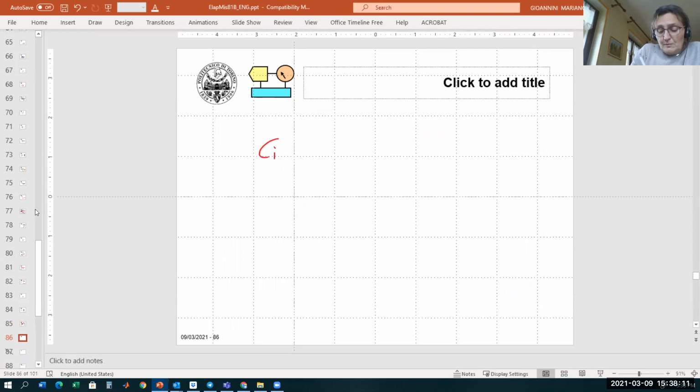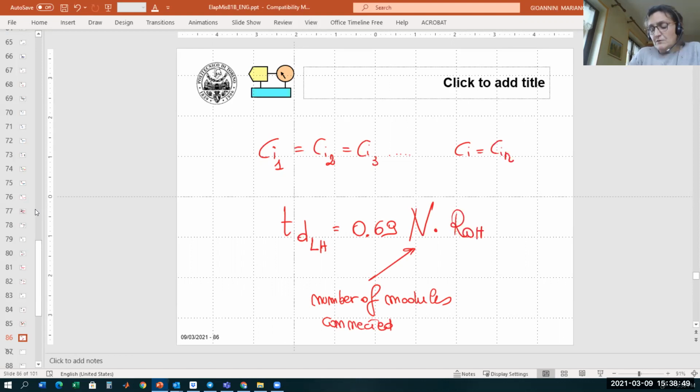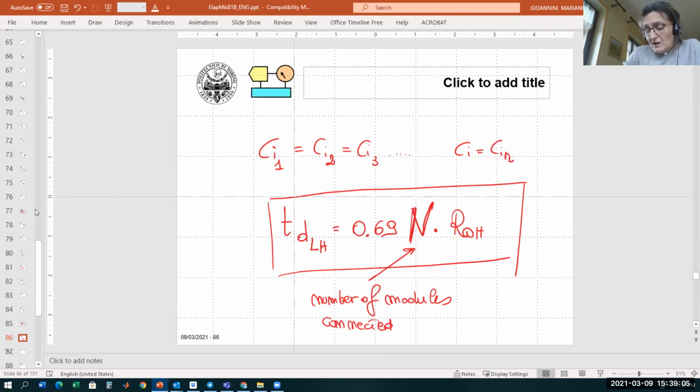So if we assume that the input capacitance of module 1 is equal to the input capacitance of module 2 is equal to the input capacitance of module 3, so if I assume that all the capacitances are the same C input, I see that the total delay, for example from low to high transition, is equal to 0.69 times the number of modules connected times the output resistance of A. So in conclusion, if I connect many modules at the same node, I make all the circuits slow, because the delay increases with the number of modules connected.